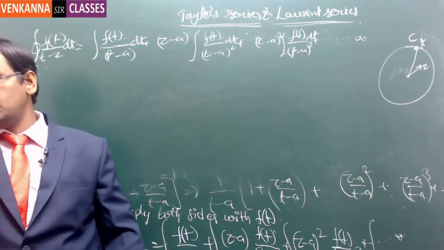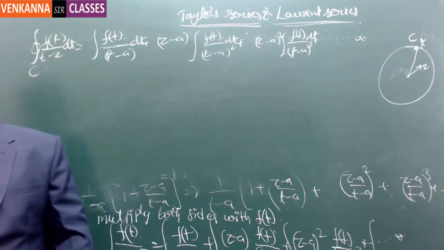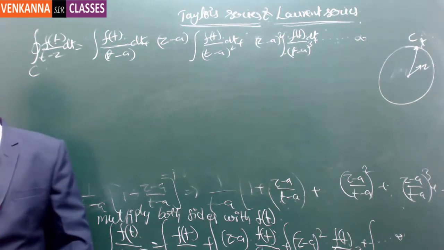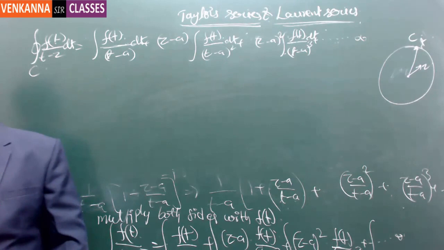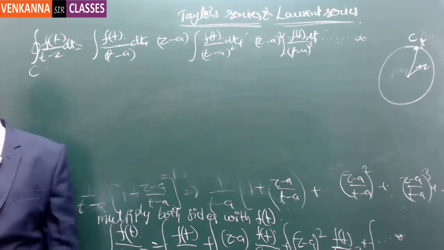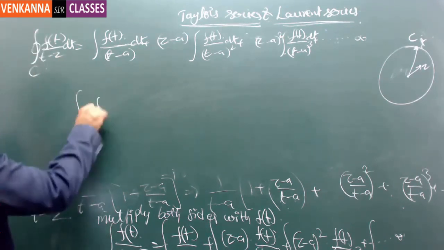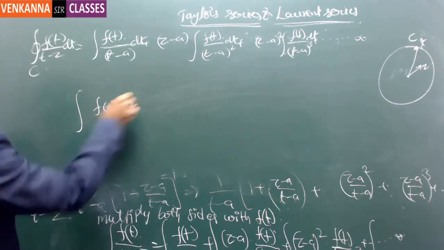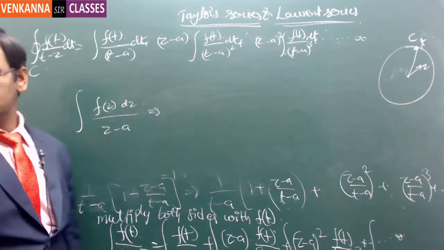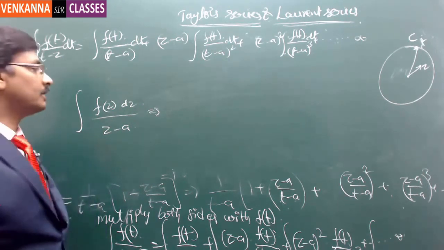No, it's not 0. Solve this already. Somebody tell me, we have solved this already in the previous class. Is it not the way it is integral f of z dz divided by z minus a? What is this integral value? Yeah, 2 pi i times f of a.